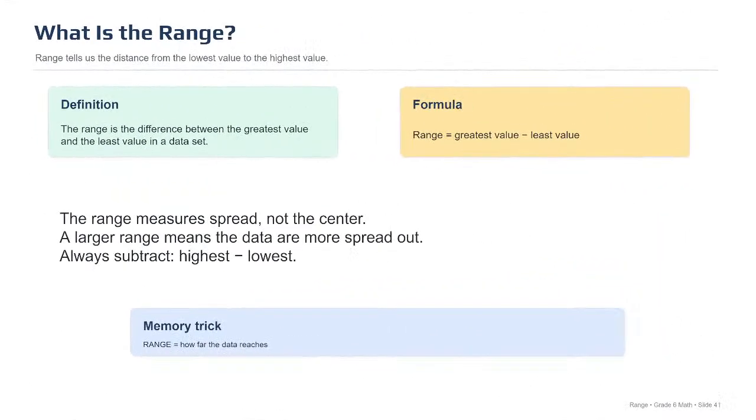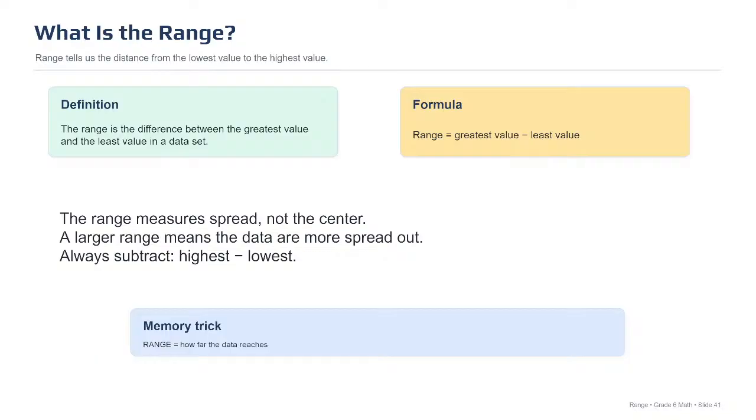Okay, next page. What is the range? Range tells us the distance from the lowest value to the highest value. Definition: range is the difference between the greatest value and the least value in a dataset. The formula for range is range equals the greatest value minus the least value.